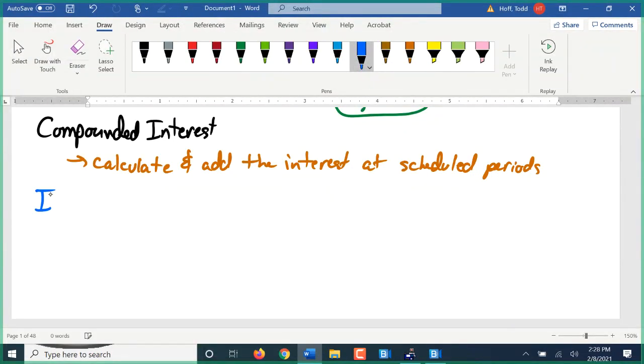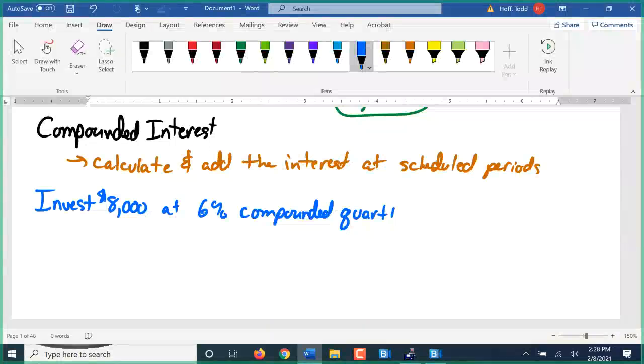Let's look at that same problem. We're going to invest $8,000 at 6%. Rather than simple interest, we're going to go compounded quarterly. Quarterly means how often? Every 3 months, yeah. 4 times a year. For 4 years. So to find this amount, we have to find the interest every quarter, every 3 months.